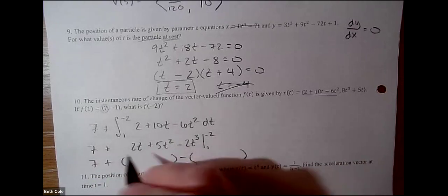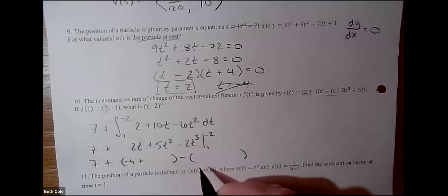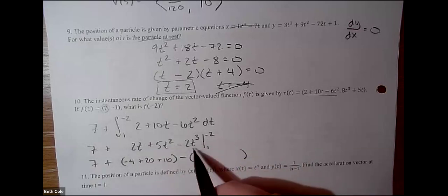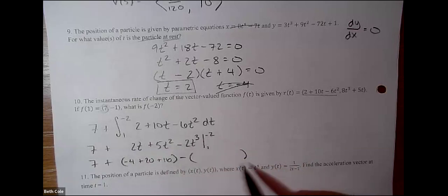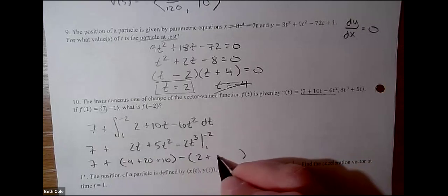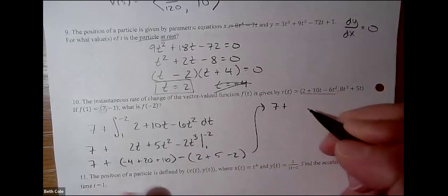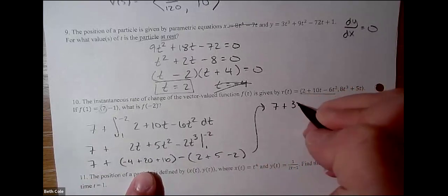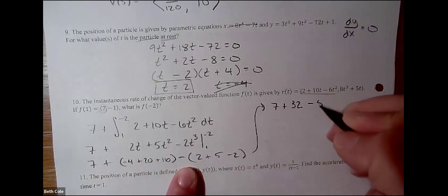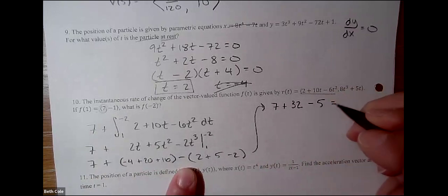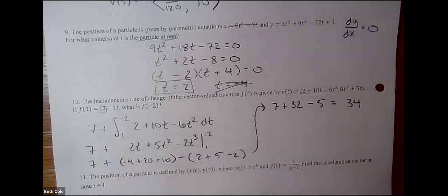So plugging in -2, that's going to be -4 plus 20. Would that be plus 16? -2 cubed is -8. Negatives are going to cancel. All right, and then plugging in 1, which is going to be 2 plus 5 minus 2. I'm going to have to come up here because I ran out of room. 7 plus, what is that going to be? 32 minus 5. And so I'm getting negative. I feel like something is the matter there. No, not negative. Positive, sorry, 34. Yeah, 7 minus 5 is 2, plus 32 is 34.